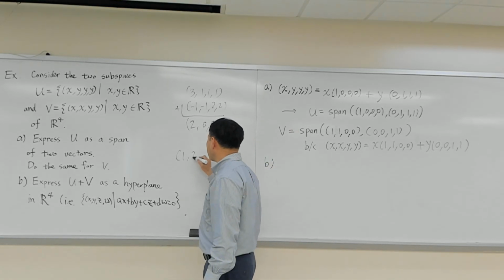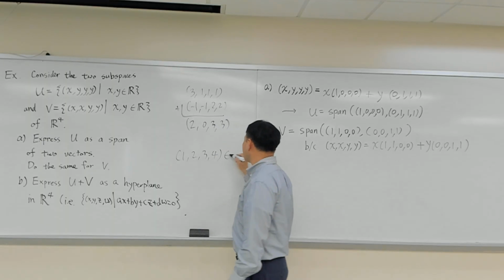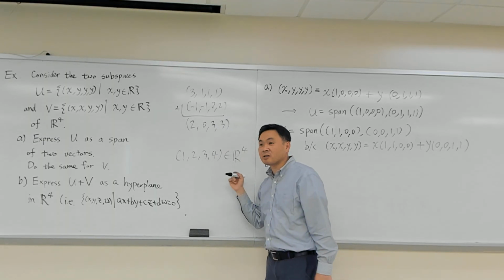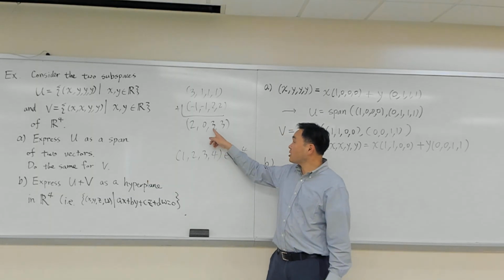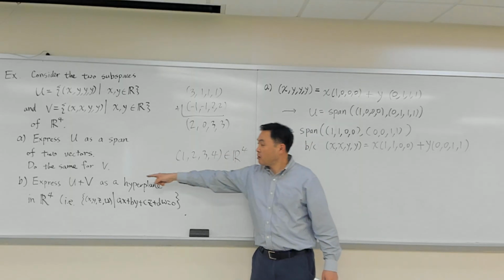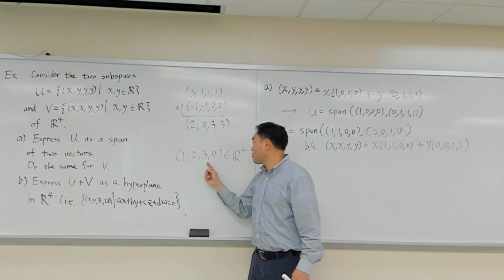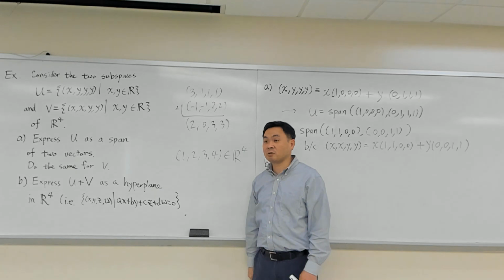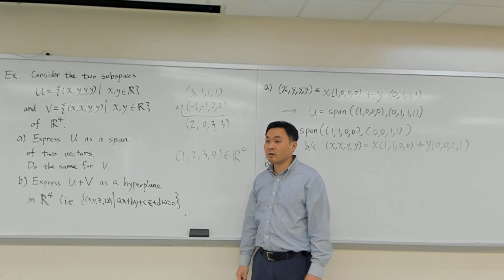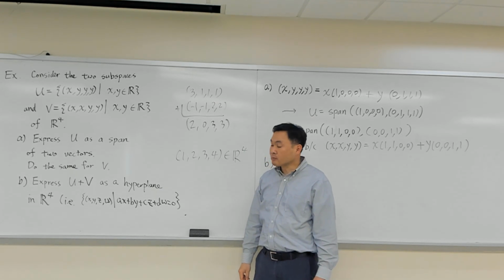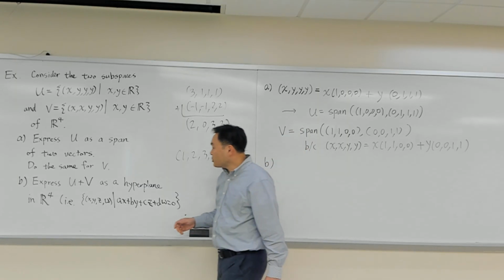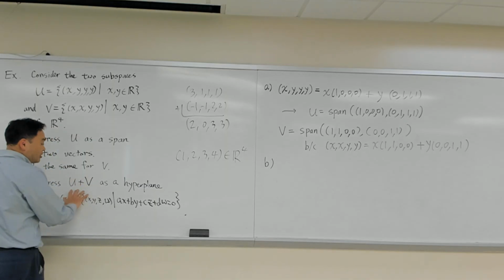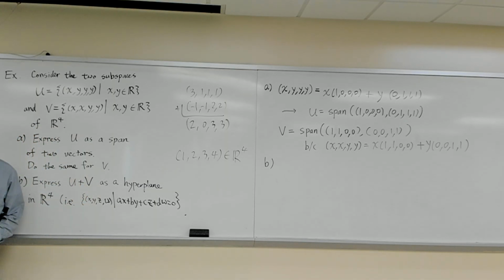Now, (1, 2, 3, 4) is definitely in R4, right? Because you have 4 numbers, right? Why is this not in here? Because of the observation that we just made. Things in here must have the property that the last two have to be the same. Okay? All right. So because of that, we know that this must be at most what dimension? What's the dimension of this? At most.